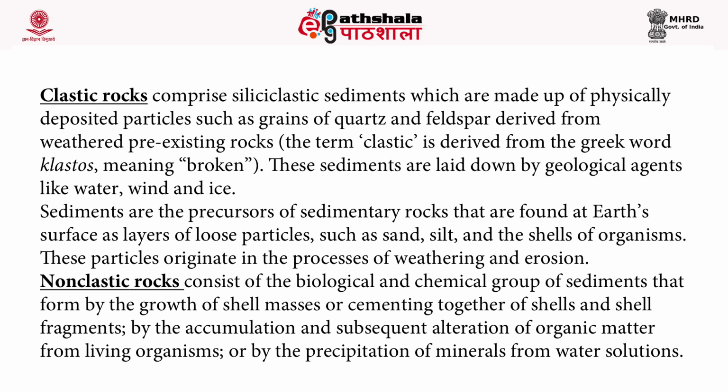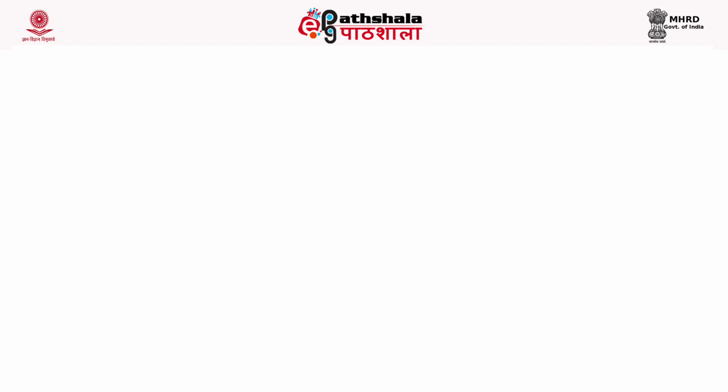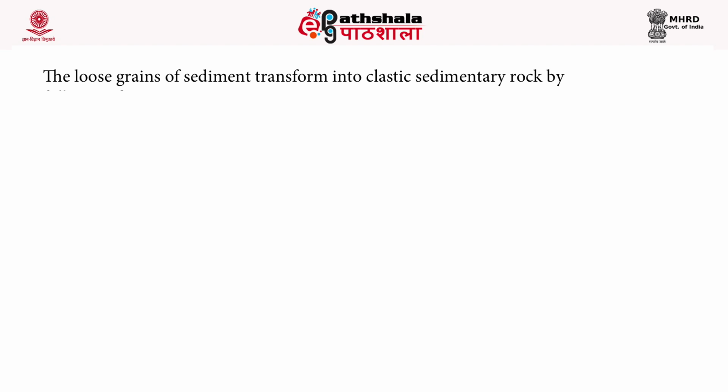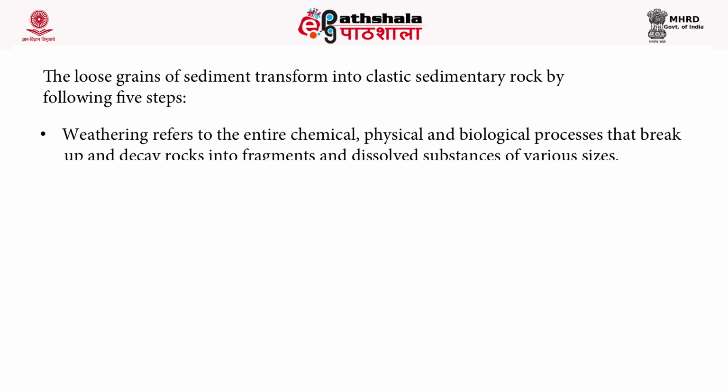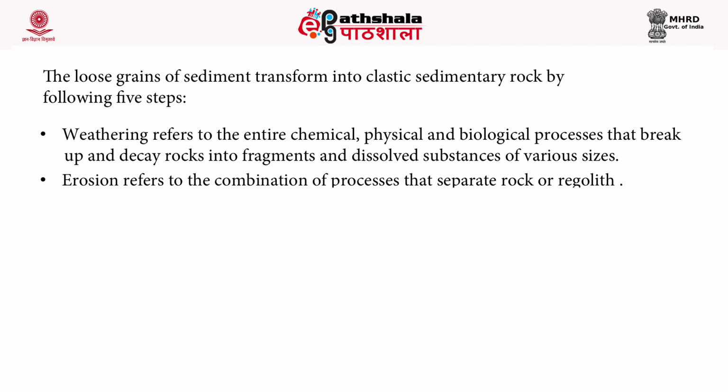Now, let us look at the process of formation of sedimentary rocks, how sediments are transformed into clastic sedimentary rocks. The loose grains of sediment are transformed into clastic sedimentary rocks by the following steps. First one is weathering. Weathering refers to the entire chemical, physical and biological processes that break up and decay rocks into fragments and dissolved substances of various sizes. Erosion refers to the combination of processes that separate rock or regolith.